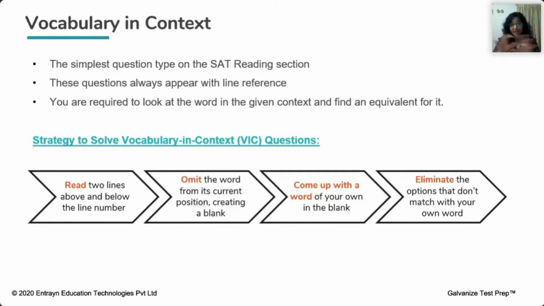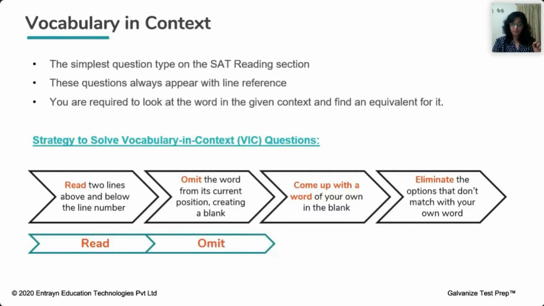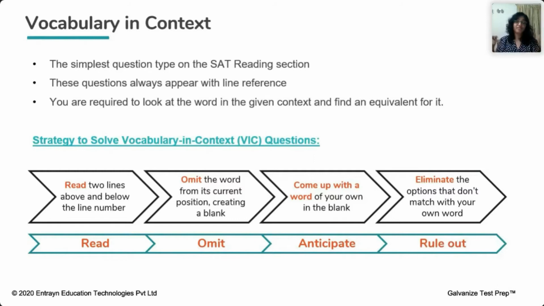I hope these steps are clear. You read around the context of the word, then you omit the word from its current position, and then you anticipate what word could best fit in this blank without looking at the answer choices. And then using the word or phrase you've come up with, you start comparing the answer choices to rule them out. And finally, there will be one left, which will be the correct answer. Make sense? All right. So a nice acronym is ROAR, R-O-A-R, and that is a strategy that we will apply in this question.